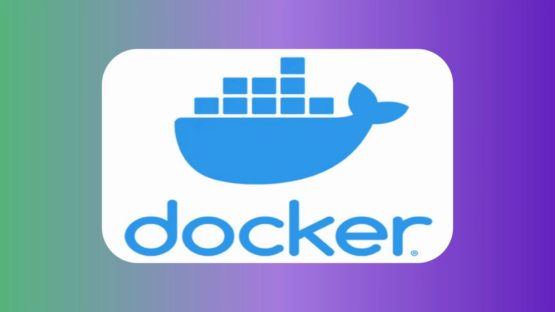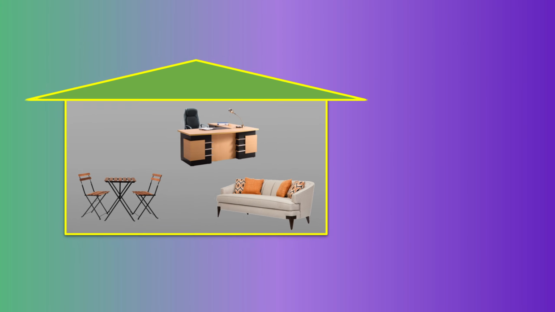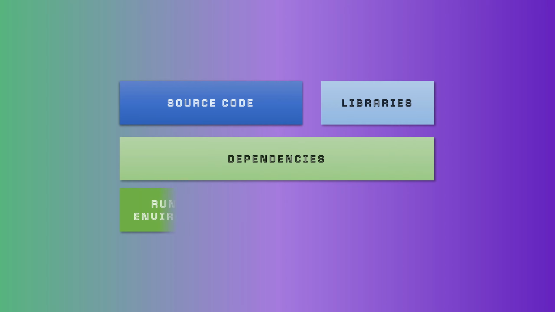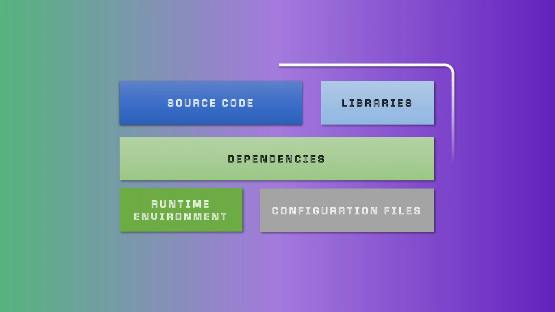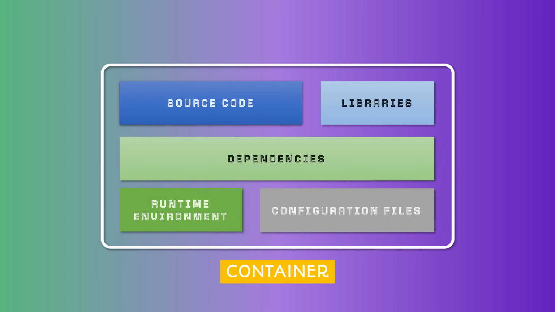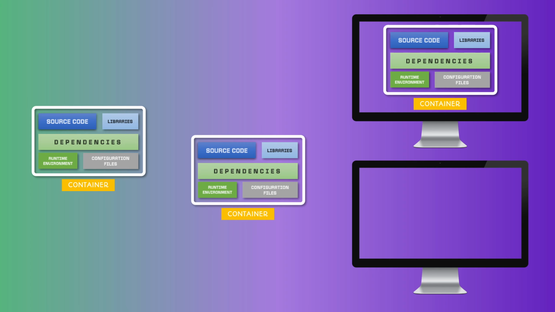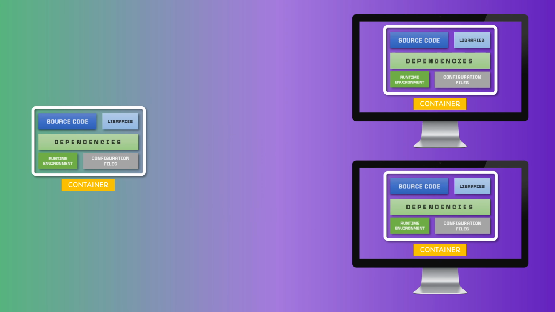Let's get started. Imagine you have built a house. To move that house somewhere else, you would need to move all the furniture, appliances, and utilities as well. Software applications have a similar problem. An application needs source code, libraries, dependencies, runtime environment, and configuration files. Docker packages everything together into a single unit called a container. A Docker container contains everything needed to run an application, making it portable and consistent across different systems. In simple terms, Docker is a platform that allows developers to build, package, and run applications inside containers.